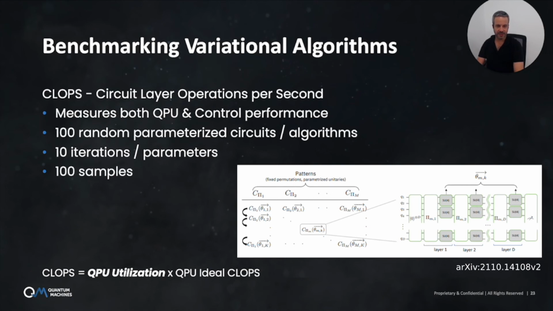CLOPS measures the overall speed and throughput of the quantum computer, resulting from both the QPU and control software and hardware performance. For each quantum processor, we can calculate the ideal CLOPS representing the processor speed when fully utilized. The actual CLOPS of the quantum computer is the QPU utilization times the QPU ideal CLOPS.